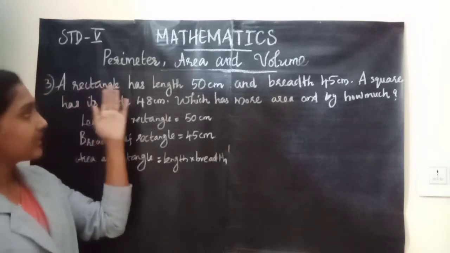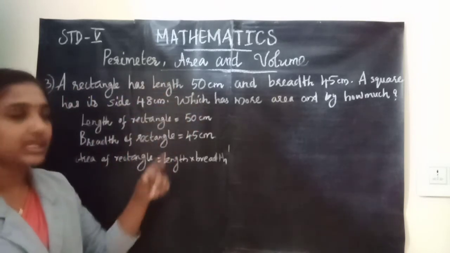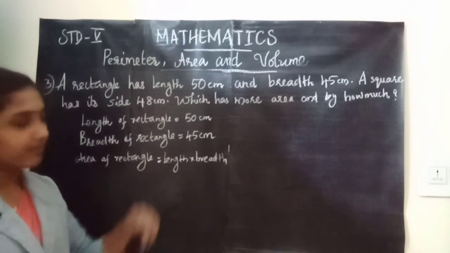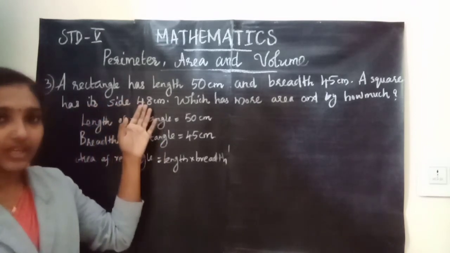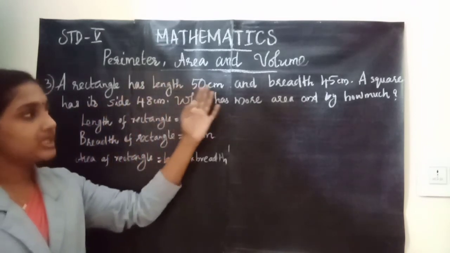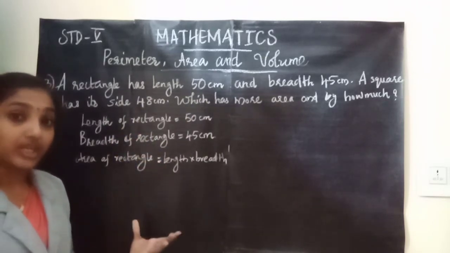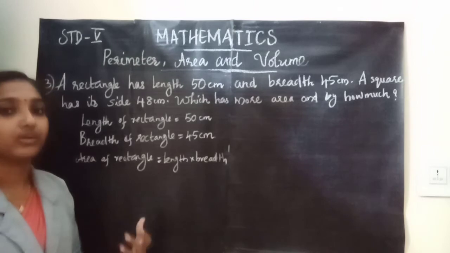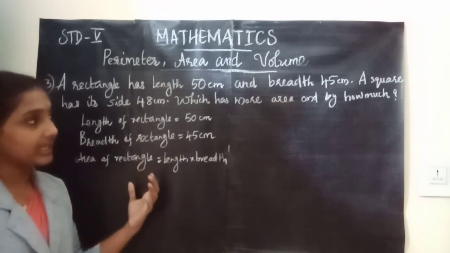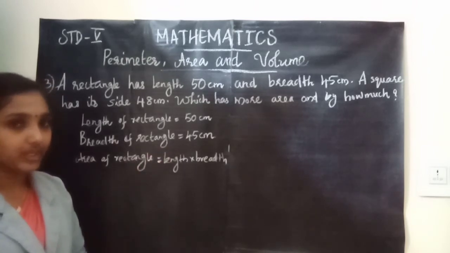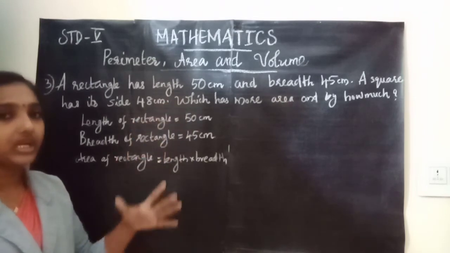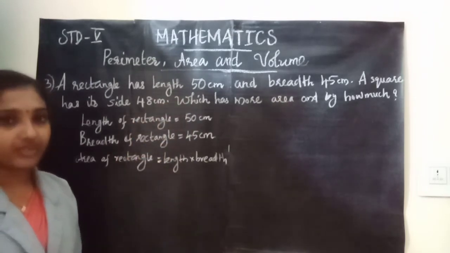Moving to our third question. A rectangle has length 50 centimeter and breadth 45 centimeter. A square has its side 48 centimeter. Which has more area and by how much? So here we have a rectangle and also a square with us. And the length and breadth of the rectangle is given. The length is 50 centimeter and the breadth is 45 centimeter.